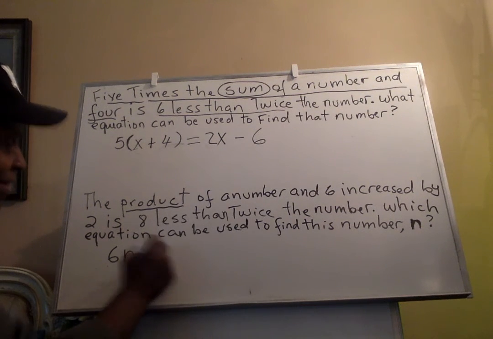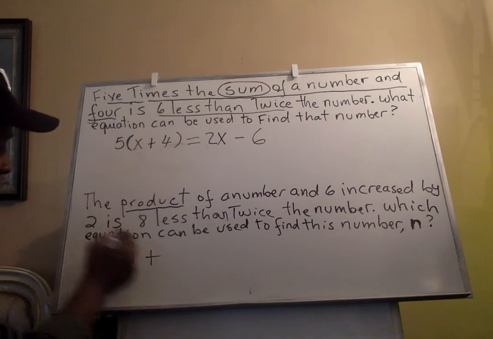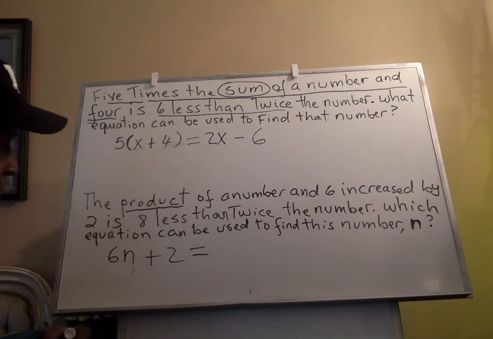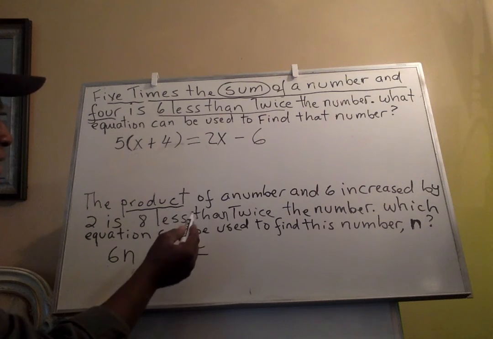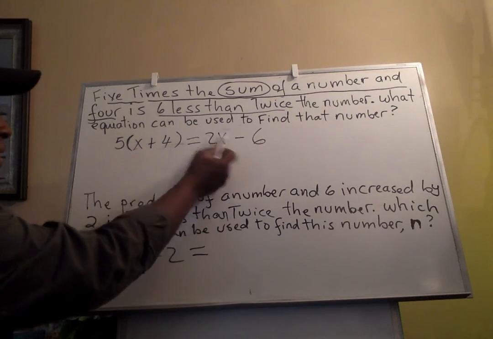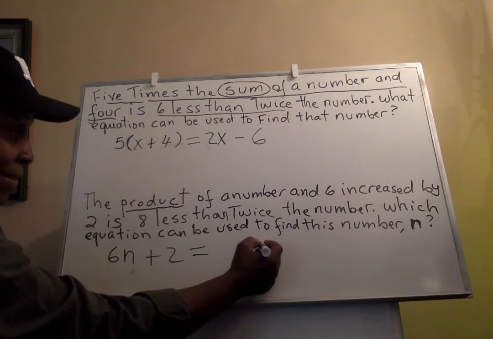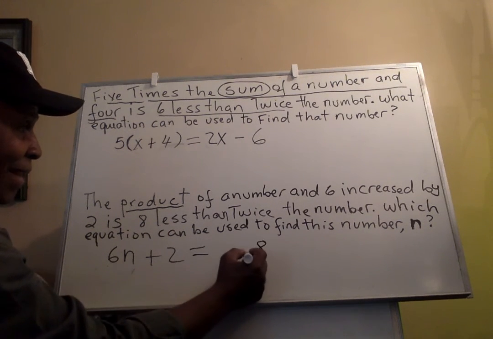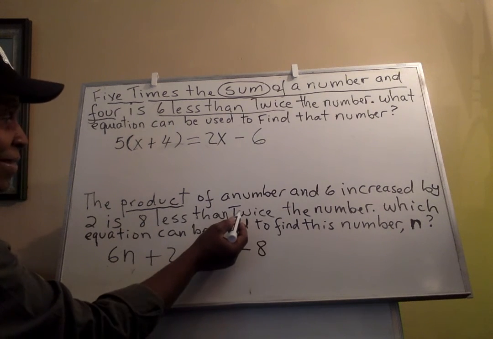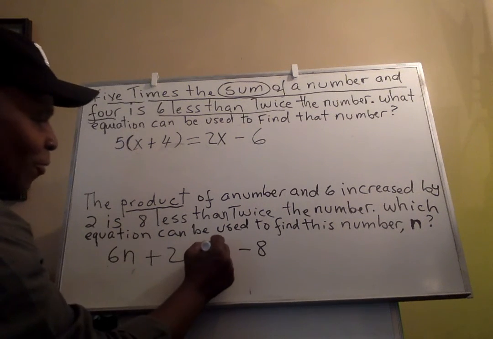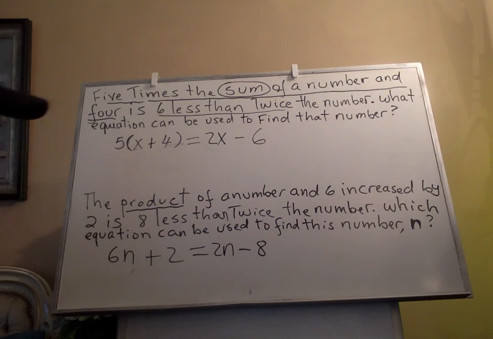Increase means plus. Increase by what? 2. Is. What does it equal to? Now, whenever it says less than, write it backward. Just like that one, 6. Remember we did that for that? So we're going to write this backward. I'm not going to put 8 here. I'm going to put 8 here last. So 8 less than twice the number. Which number? That n. That number n. Twice the number. There it is. So 6n plus 2 is equal to 2n minus 8.